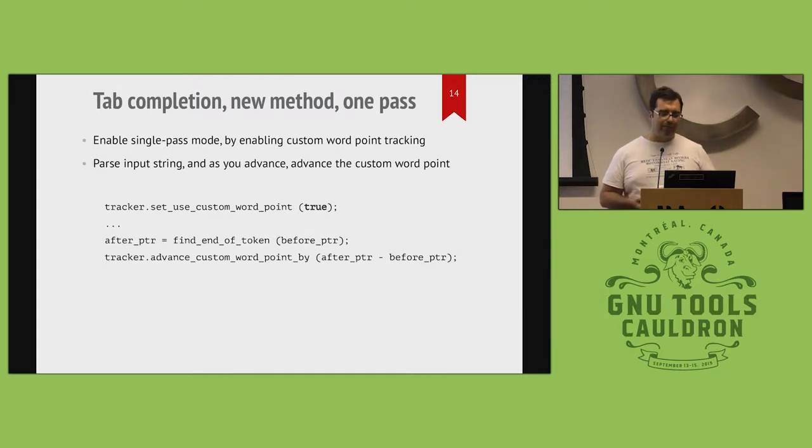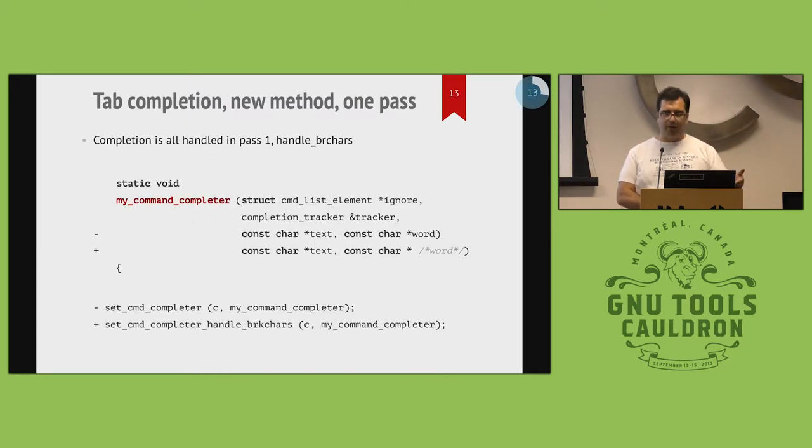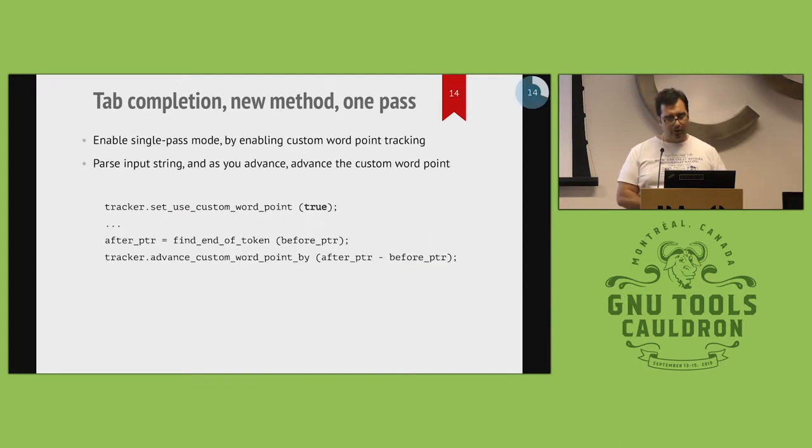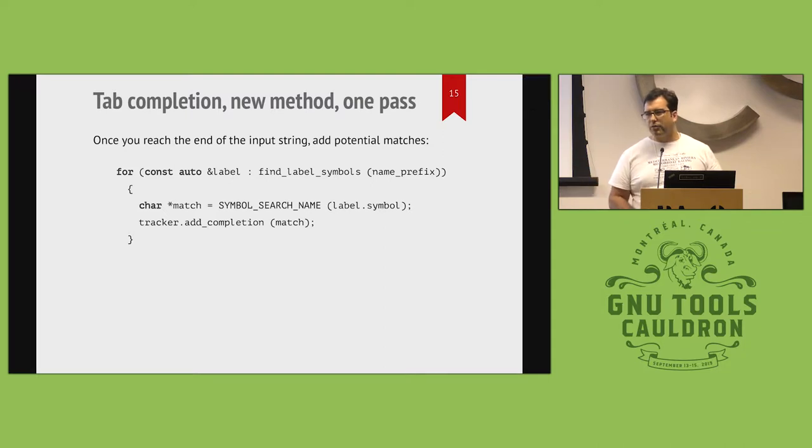And then you have to enable single pass mode by enabling the custom word point tracking. That's just a call in the tracker, set use custom word point true. So the function will start. The first thing it will do is enable the new mode, and then it will continue parsing the input string as if you're actually parsing the arguments. As you do that, you find the next token or the end of the token and advance the custom word point in the tracker. And as soon as you reach the end of the string, you just append whatever completion match to the tracker, the list of matches.